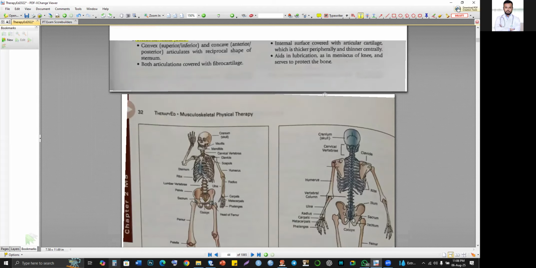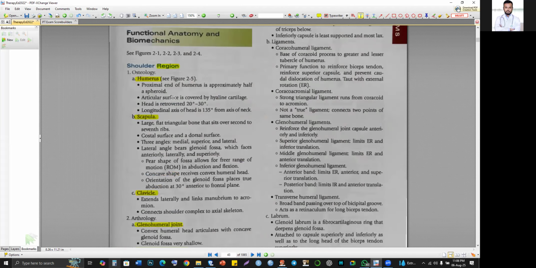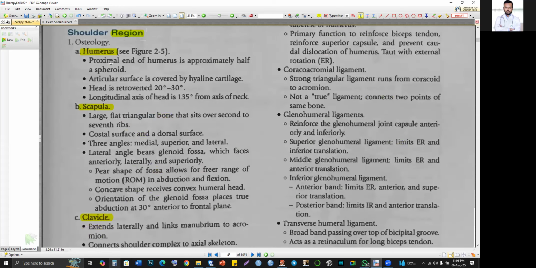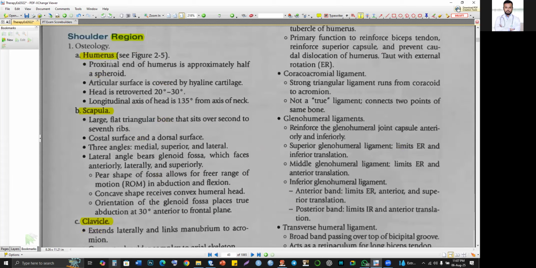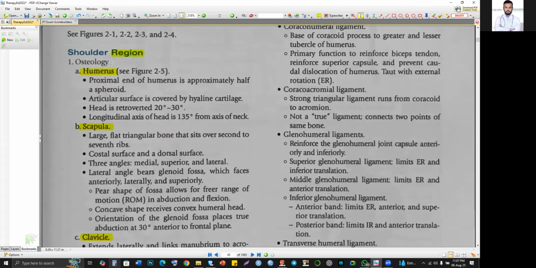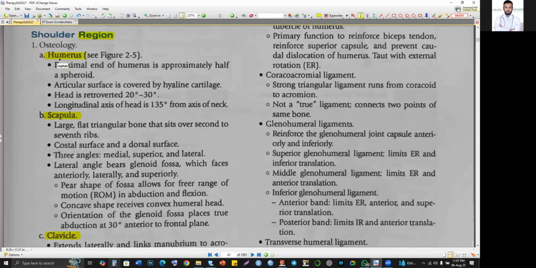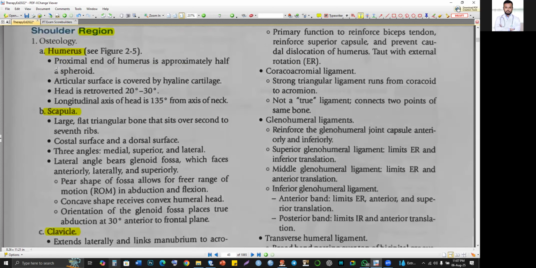Okay, so go to the shoulder region. Here is the osteology. They talk about the humerus, scapula, and clavicle. These are the bones which make up this region, which is called the shoulder region. We know about the humerus, so this is just a review of all those things related to our joint, the shoulder region, and the bones over here.